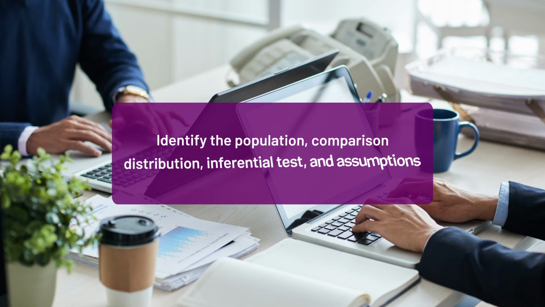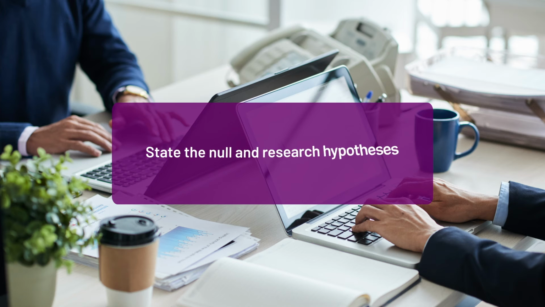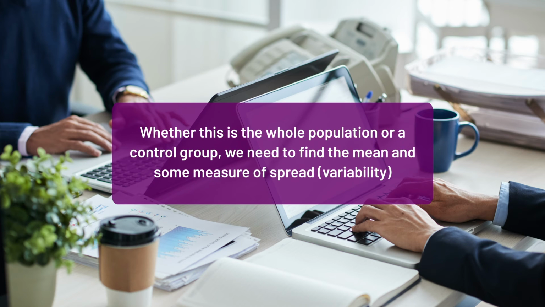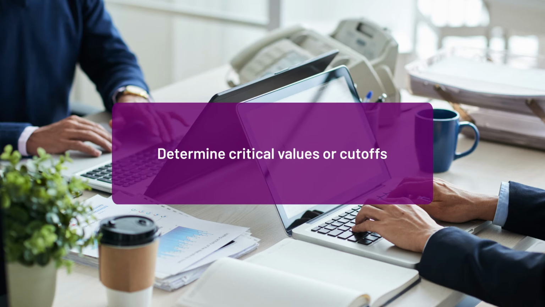So testing hypothesis: identify the population, comparison distribution, inferential test and assumptions, state the null and research hypotheses, and determine the characteristics of the comparison distribution, whether this is the whole population or a control group. We need to find the mean and some measure of spread or variability. So if you're talking about the steps, these are the 6 steps. The third step we have already talked about. The fourth step is to determine critical values or cutoffs.